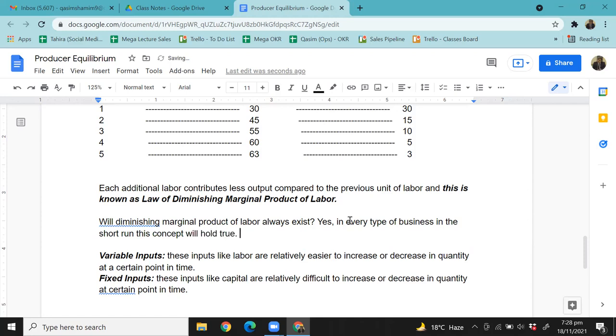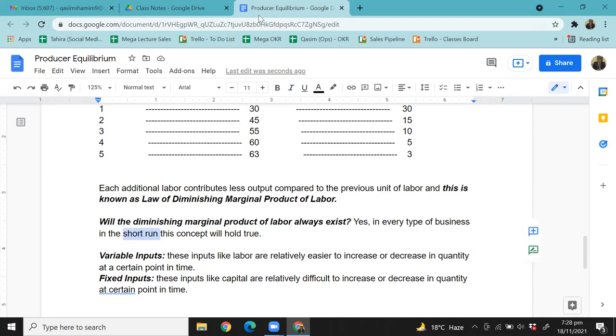Okay, now think about this. Here I've added one technical word that I'll explain to you in a bit, right? So my question was, will the diminishing marginal product of labor always exist, right? That's the question that we're answering. And the answer to that, I said, yes, in every type of business, in the short run, this concept will hold true. Now, every type of business, we are clear on that. But what about the short run?